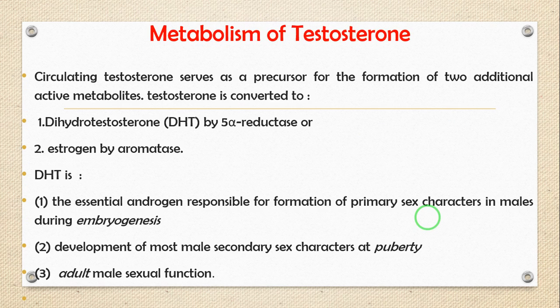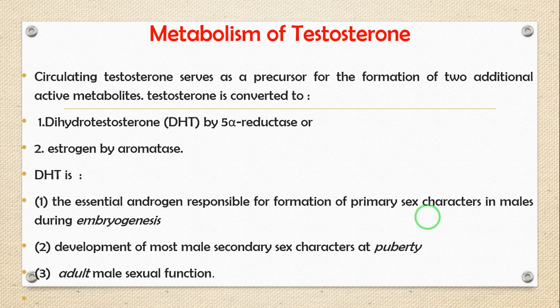The metabolism of testosterone. Testosterone can be converted by two enzymes, 5-alpha reductase and aromatase, to two different compounds. The 5-alpha reductase can convert testosterone to the more potent androgen, which is dihydrotestosterone. So the enzyme that converts testosterone to dihydrotestosterone, the potent androgen, is 5-alpha reductase.